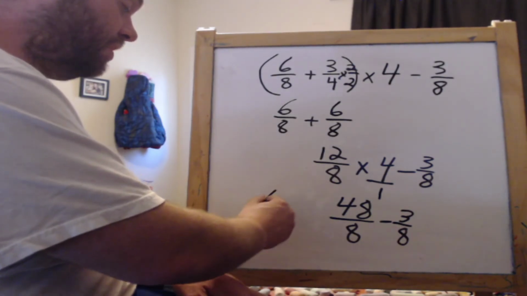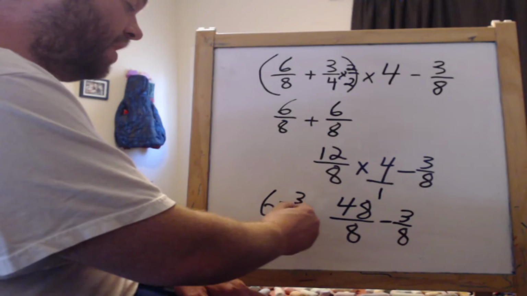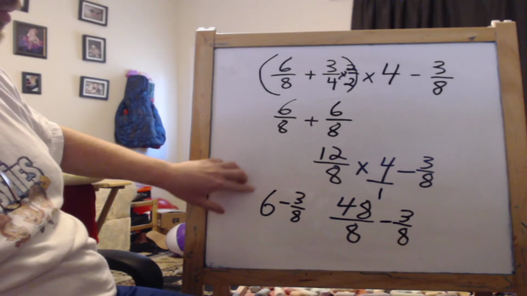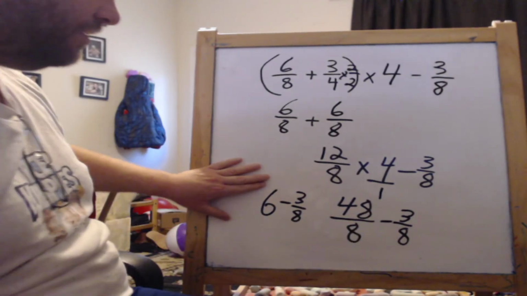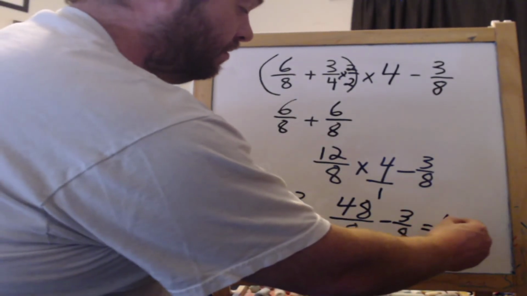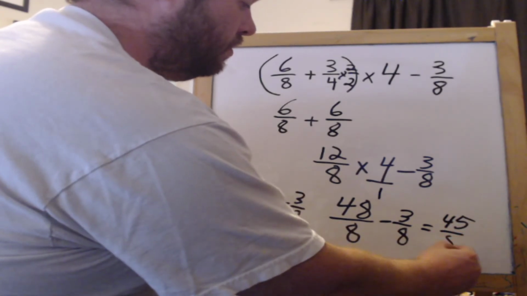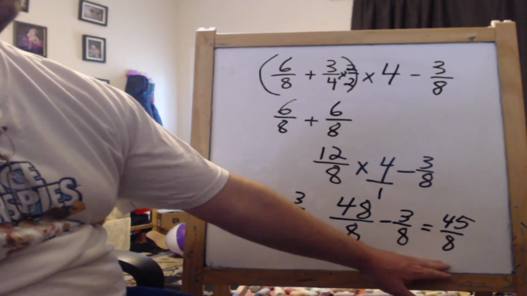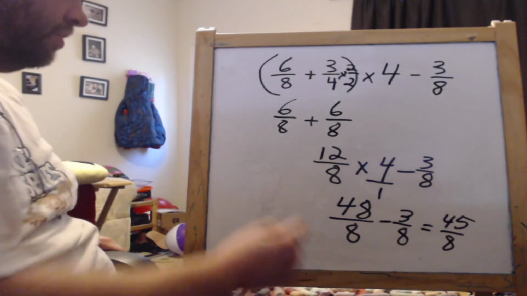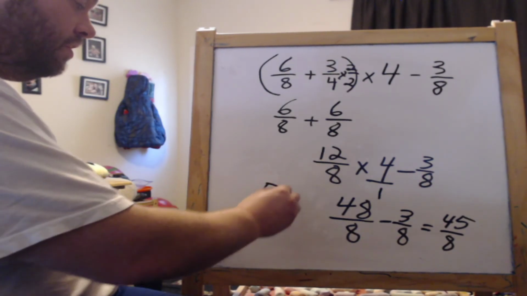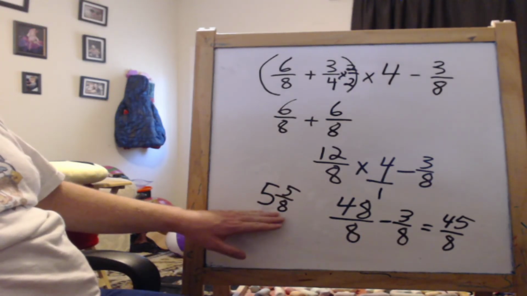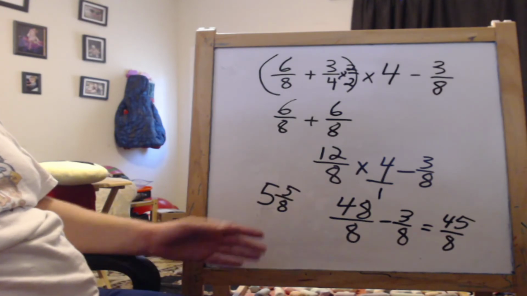So it would be 6 minus 3/8, which would actually be, now, this is how we would do it. It equals 45 over 8, and then if we wanted to change 45 over 8 into a mixed number, it would be 5 and then 5/8, right? So the answer would be 5 and 5/8.